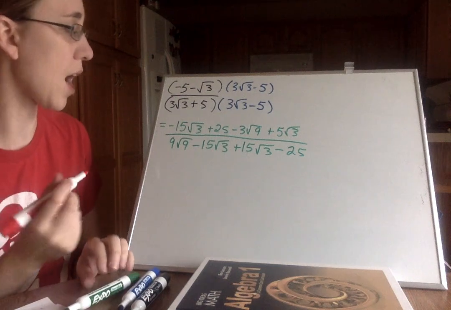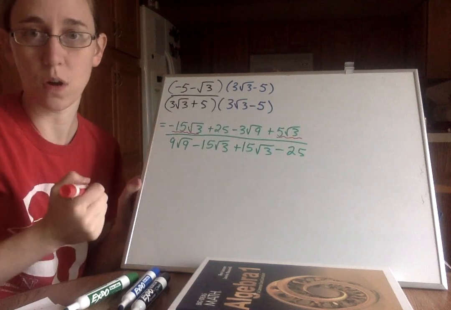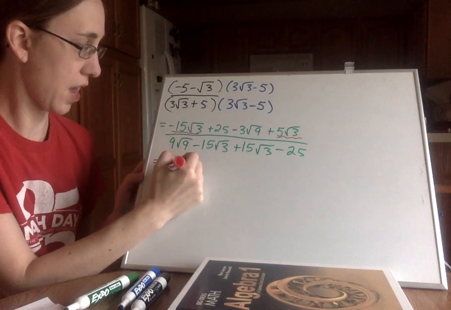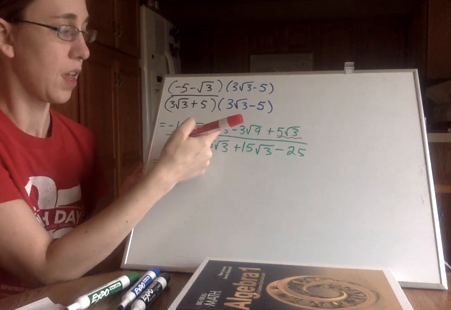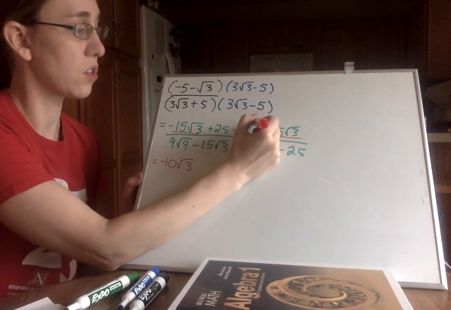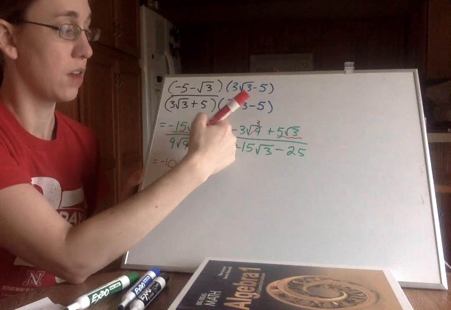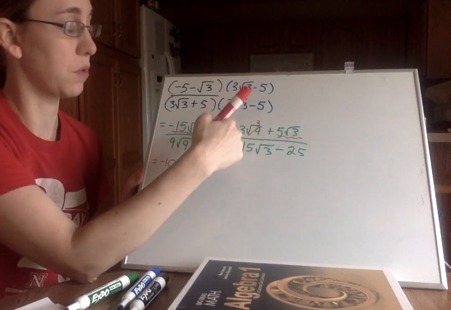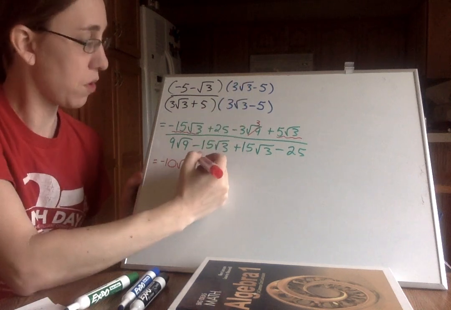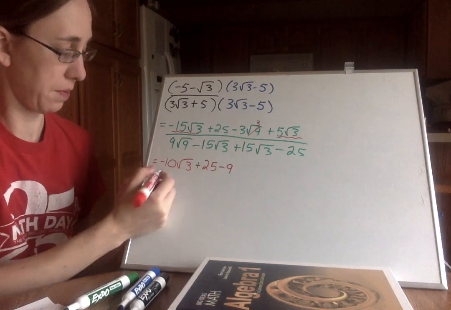So if we look on the top, here we've got a square root 3, here we've got a square root 3. So we can combine those guys. Negative 5 plus 5 is negative 10 square root 3. Here we have a 25. Here we've got a square root of 9. Well, square root of 9 is just a 3. Negative 3 times 3 is negative 9. 25 minus 9, well, we'll just write that down so we don't lose track. So we have a 25 minus 9.